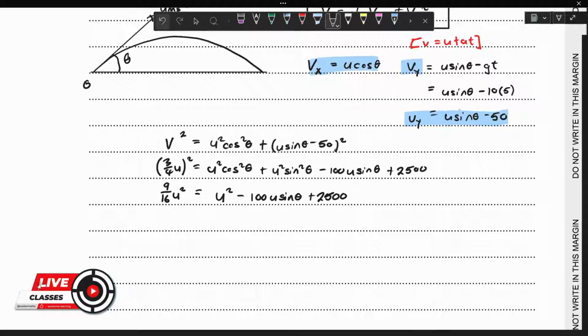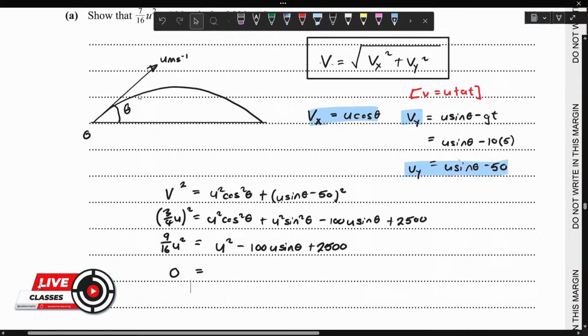That's fine. So let's move 9/16 u squared to the right. Oh, sorry, I think there's one thing that's forgotten here. Oh wait, did you just make it one? Did you factor out cos squared theta and sine squared theta to make one? Oh yes, that's how I got u squared here. Okay, never mind. Yeah, it's fine.